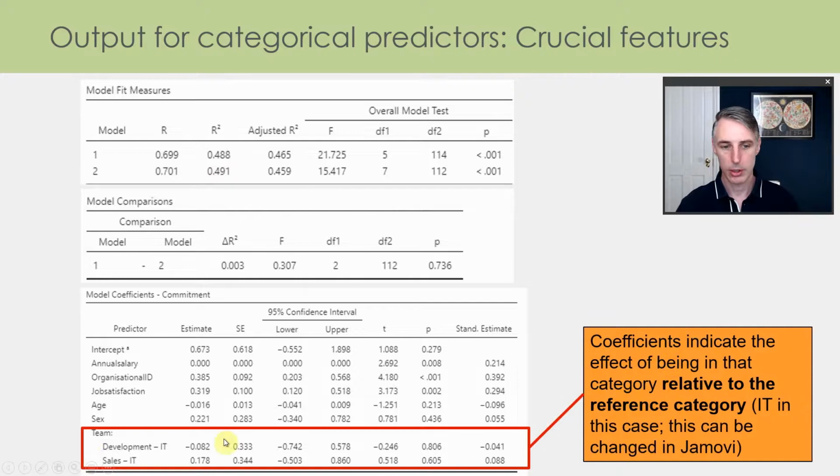Now, if we look right down here at the bottom for the coefficients, these indicate the effect of being in a particular category relative to the reference category. It's IT in this case. So this is telling us the effect of being in the development team rather than IT, and the effect of being in the sales team rather than IT, both of which are non-significant differences.